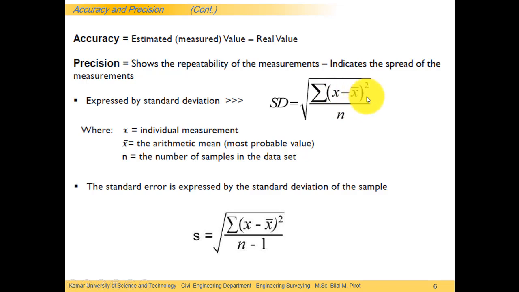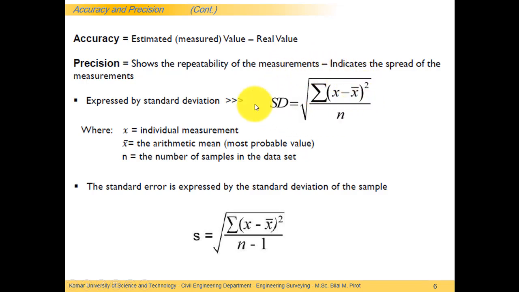So what is X bar? X bar means the mean or the average of the data. For example, if you have 7 readings, you have to take the average, and the average will be x bar. N is the number of the data. For example, if you have 7 readings, you have to write 7 here. So this is the formula of the standard deviation.